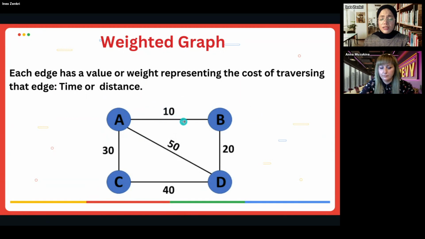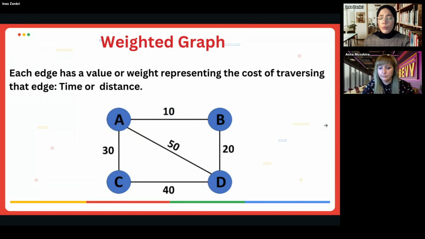Sometimes it represents the time we need to go from node A to node B. In this case, it's 10 seconds, for example. Or it could also represent the distance, for example, between node A and node B. It could be 10 kilometers or 10 meters or whatever the unit is. And this type of graph is used in many ways.